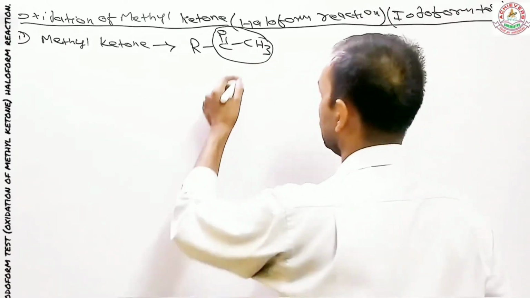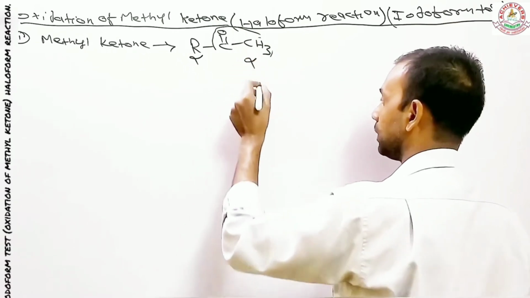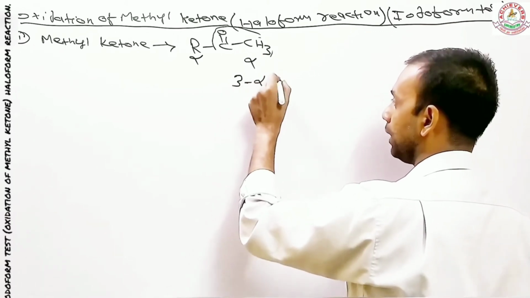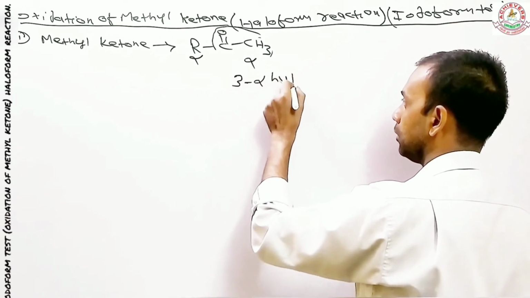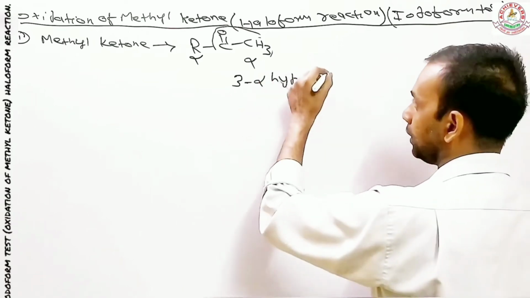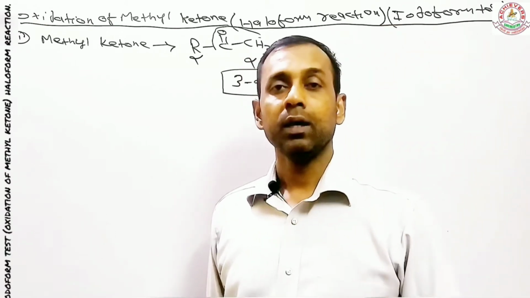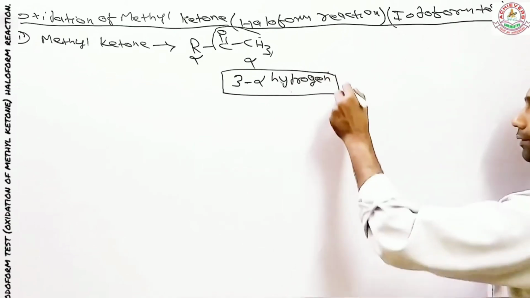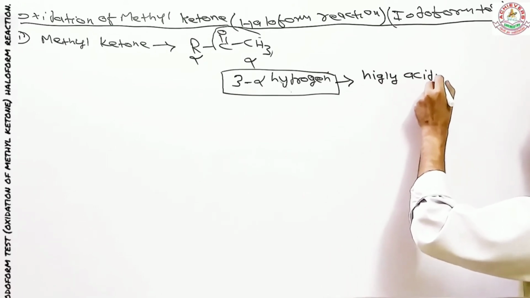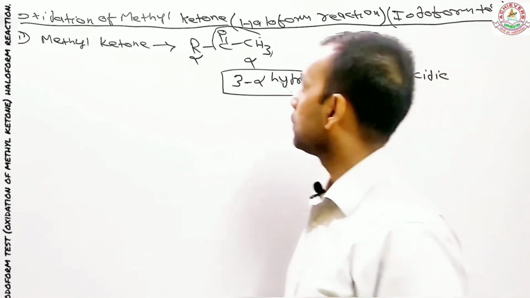Now, a very important thing is that you have an alpha carbon. Remember, there is an alpha carbon here also, but this is also an alpha carbon. So what that means is this carbon has 3 alpha hydrogens. What are the characteristics of alpha hydrogen? That is very important: alpha hydrogen is highly acidic. So these are highly acidic, right?